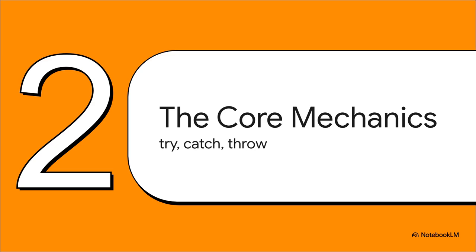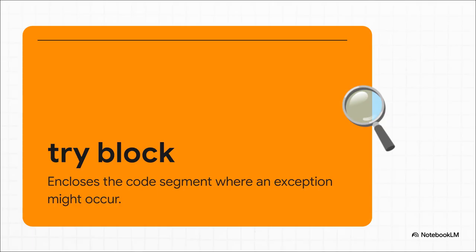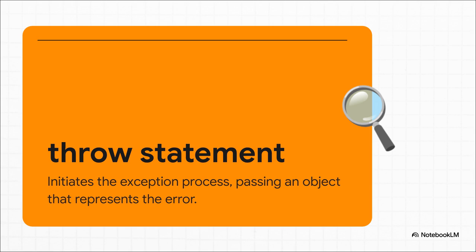Let's meet the team. First up is the try block. The easiest way to think about this is as a designated watch zone. You wrap any code that you think might cause a problem inside these curly braces. It's basically you telling the compiler, hey, keep an eye on this section for me, something might happen here. Next, we've got the throw statement. This is your signal flare. The moment your code detects an error, a file isn't found, the input is garbage, it uses throw to launch an exception object into the air. It's a big, loud signal that something has officially gone wrong.